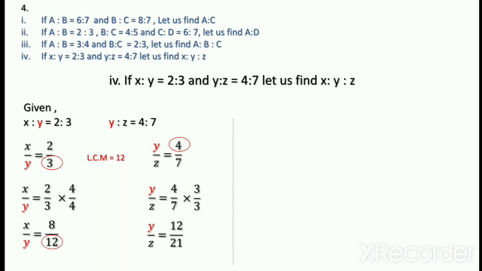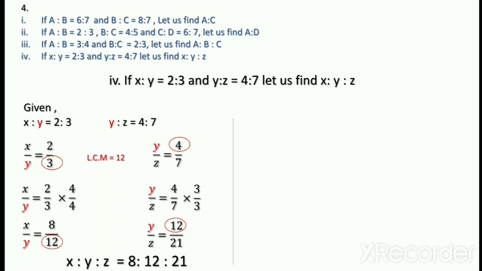So we can say x is to y is to z is 8 is to 12 is to 21. This is how we can write the answer. And if the question asks us to find x is to z, after this step you can see x is 8 and z is 21.